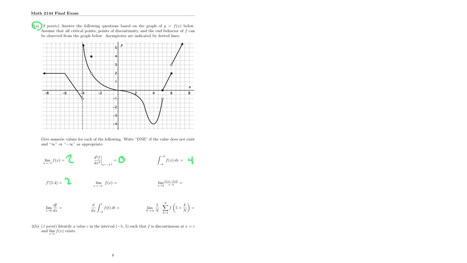If we approach -4 from the left, what is that value going to be? Okay, well, here's -4. If I approach it from the left, I follow this line here, and I get to this point here, which tells me that the limit there is going to be -1.